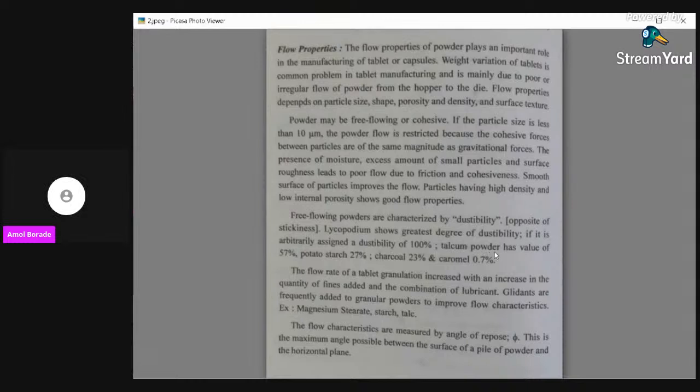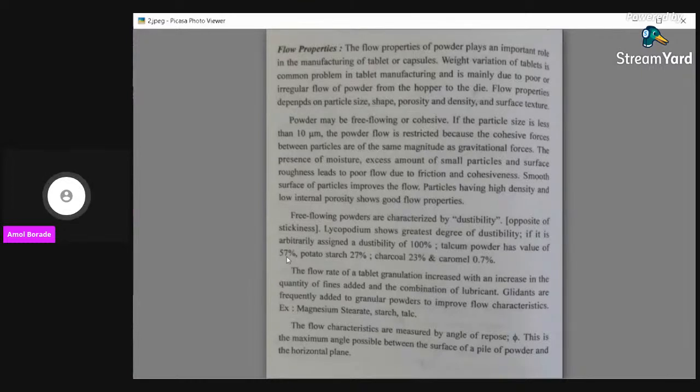Talcum powder, acting as a glidant and lubricant, gives us 57% dustability. It is nearby half of the lycopodium. So you can see the degree of flowability the lycopodium has, talcum powder has exactly half of that. It means talcum powder is not as flowable as lycopodium. The capacity to flow for talcum powder is exactly half of the lycopodium.